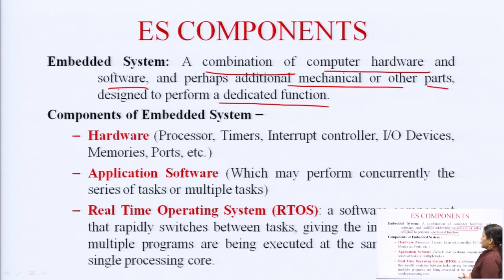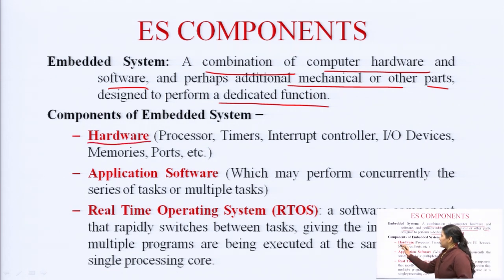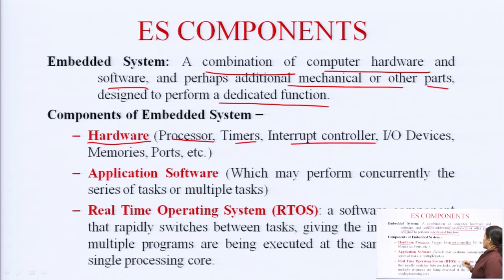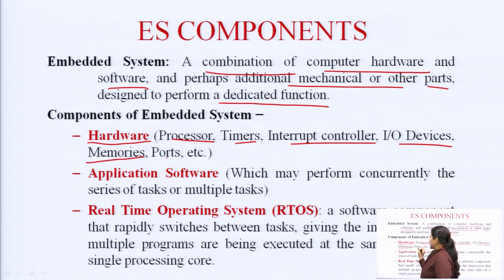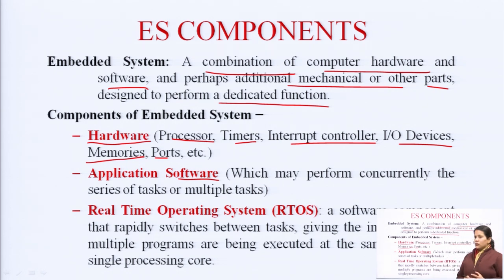What are the various components of embedded system? First of all, hardware. Among the hardware, the various components included are processor, timers, interrupt controller, input-output devices, memories, ports, etc. And another very important component is the application software, which includes the various series of programs which are defined to perform the particular tasks. Lastly, real-time operating system, that is the RTOS.